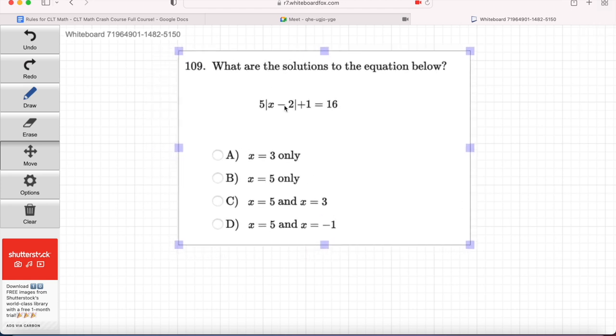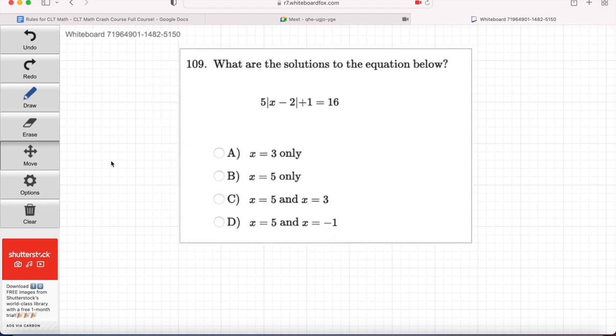Go ahead and read question 109 for us, please, loud and proud. What are the solutions to the equation below? All right, and then there's that equation. Ooh, you see those funky bars in that equation? Yeah. Have you seen those before? Do you know what that means? Absolute value, right? Absolutely. I've got a section on absolute value on the study guide.